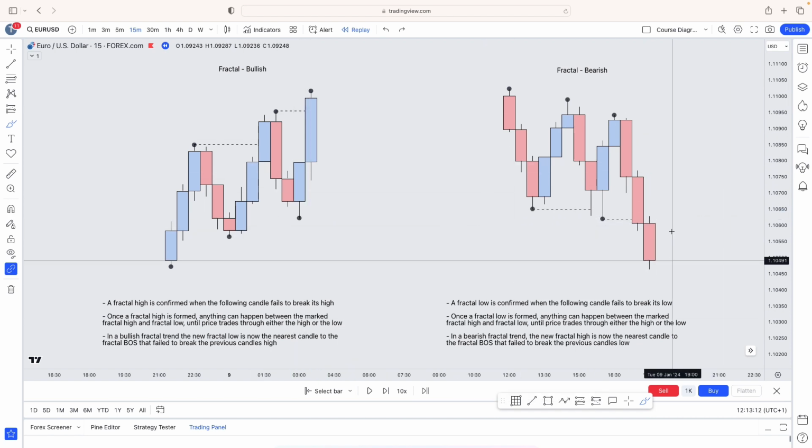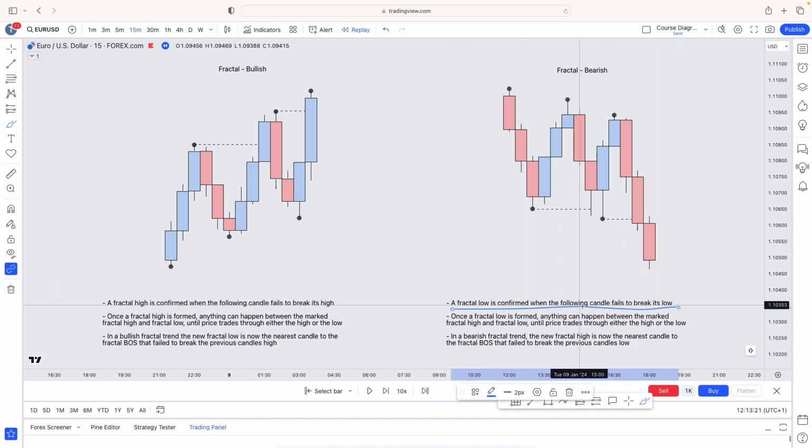So moving on to a bearish example then, I'll go through the definitions again of a bearish example, and then we'll talk through the diagram. So a fractal low is confirmed when the following candle fails to break its low. Once a fractal low is formed, anything can happen between the marked fractal high and the marked fractal low until price trades through either the high or the low.